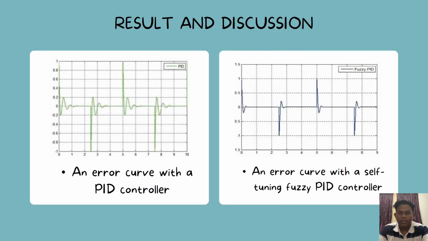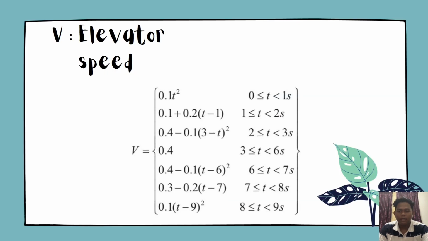Other than that, the next slide shows an error curve with a PID controller and an error curve with a self-tuning fuzzy PID controller. The oscillation amplitude of the error curve of the self-tuning fuzzy PID controller is less than that of the PID controller. Next, let's see the elevator speed.